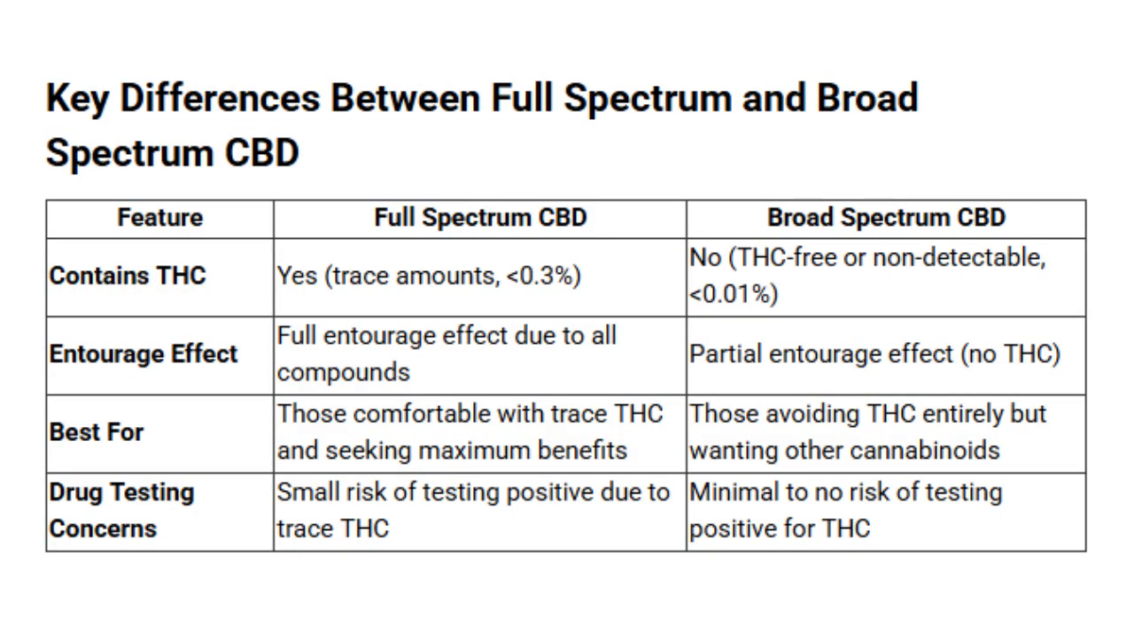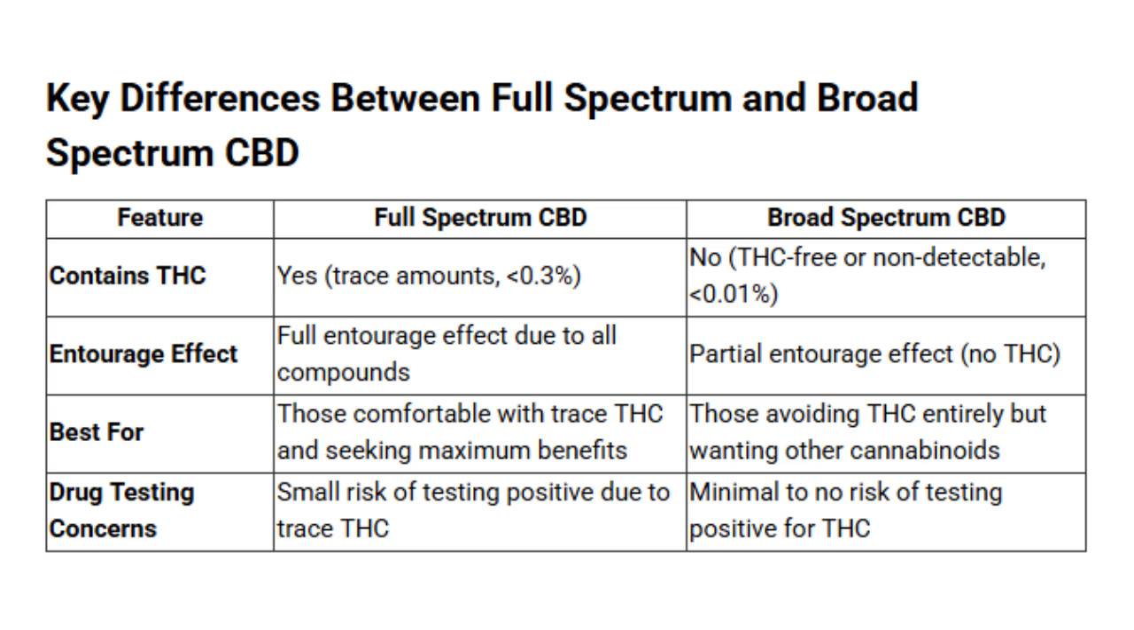So the key difference is, if we put this out into a chart, the full spectrum CBD will contain THC. A broad spectrum will not contain THC. A full spectrum will have the full entourage effect due to all the compounds. A broad spectrum will have a partial entourage effect because the THC is removed.